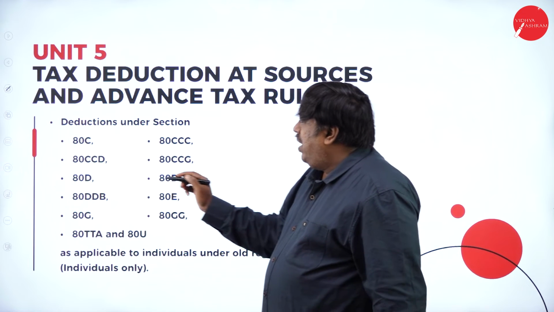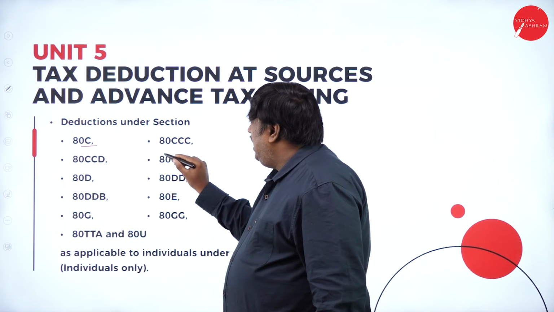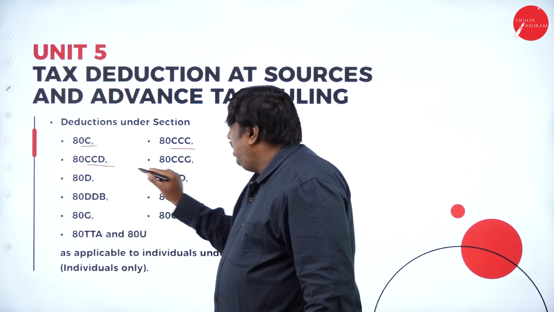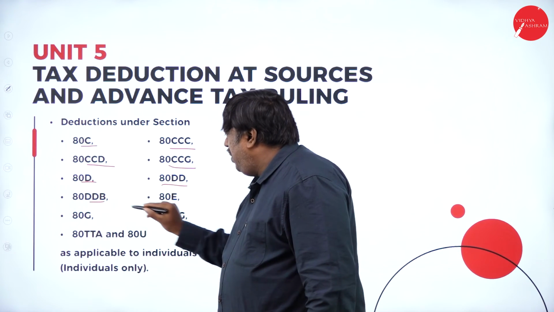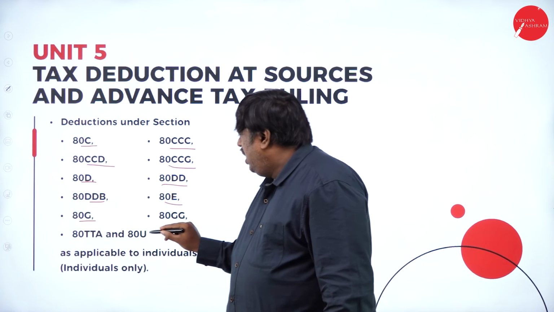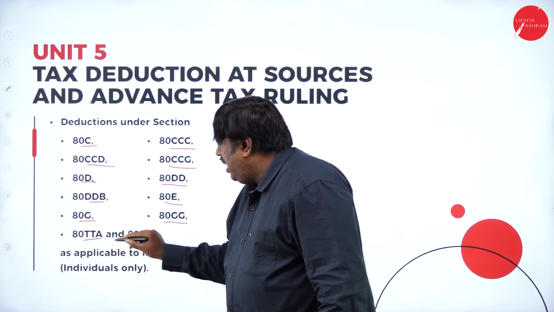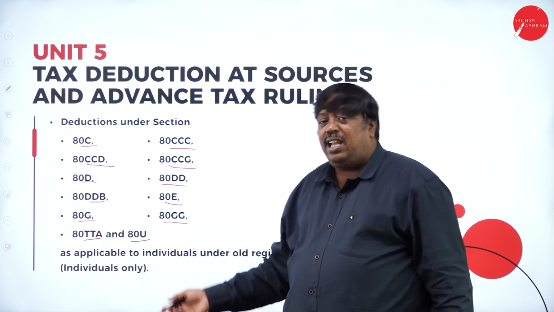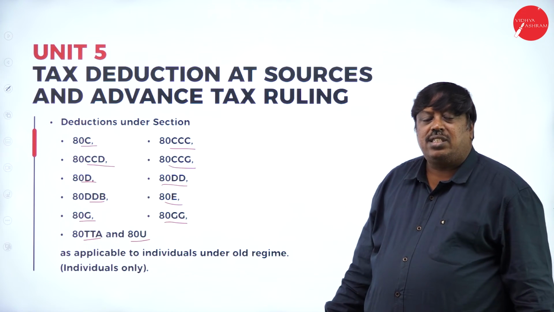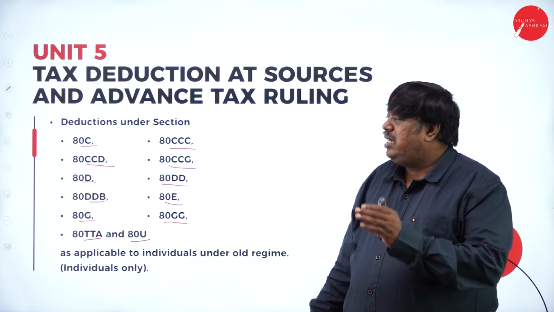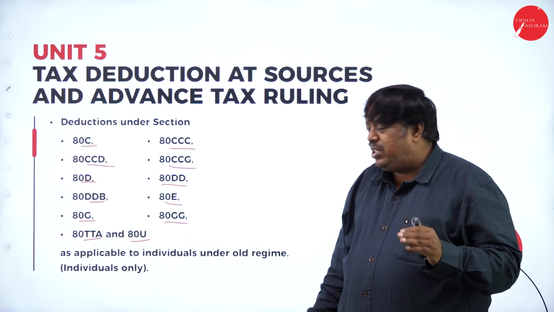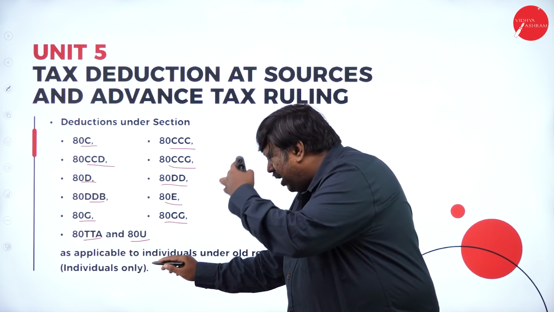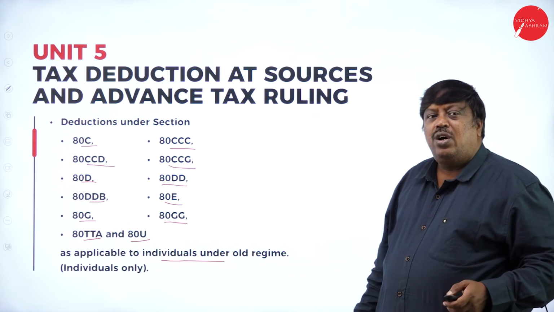Already I said that we have the deductions under sections 80C, 80CCC, 80CCD, 80CCG, 80D, 80DD, 80DDB, 80E, 80G, 80GG, 80TTA, 80U and 80L. There are lots of deductions which we are going to discuss in unit 5, and how they are going to benefit the individual will be discussed. It is applicable for individuals under the old scheme.